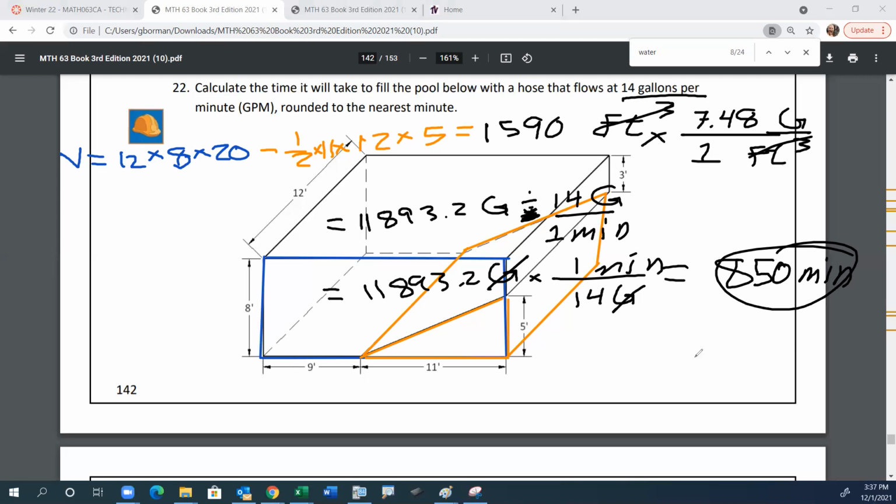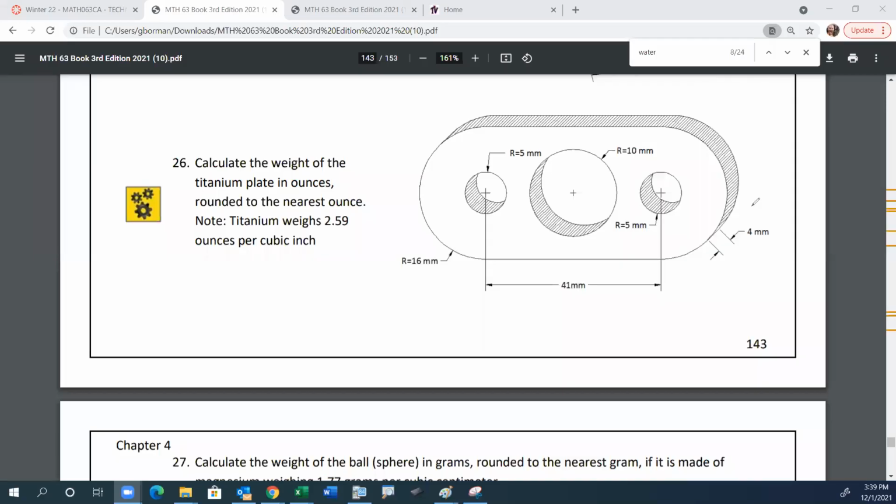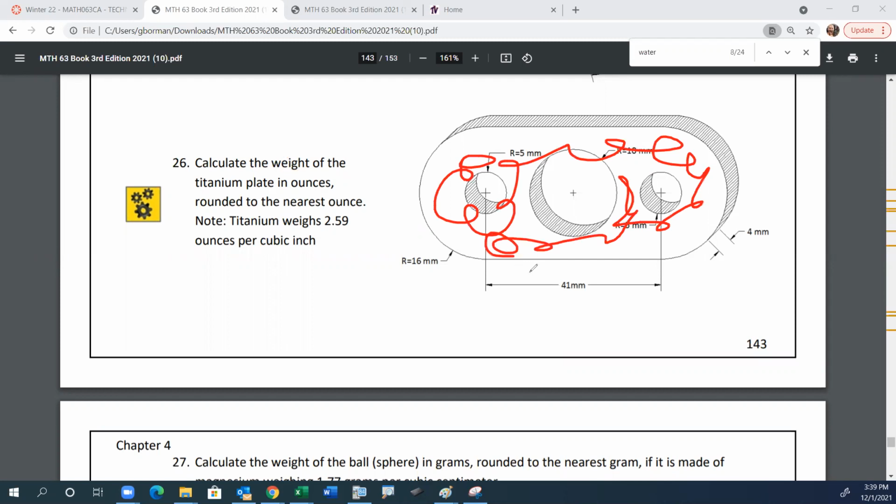All right. Okay, so one more. That's it. All right, so on this one, calculate the weight. Again, finding the volume is not the objective, but we need it to figure out the weight. So find the weight of the titanium plate in ounces. Now, if this was like plate steel from the back of the book, we would just need the area of the front. We wouldn't need the area of anything else. And then that would be enough.